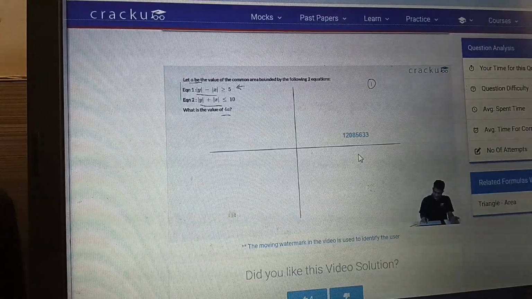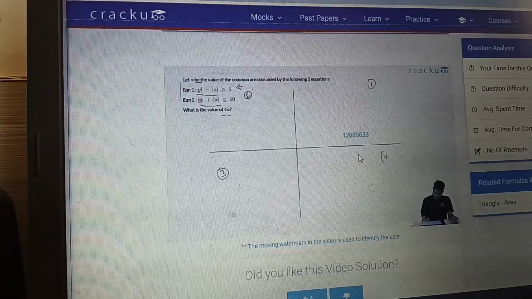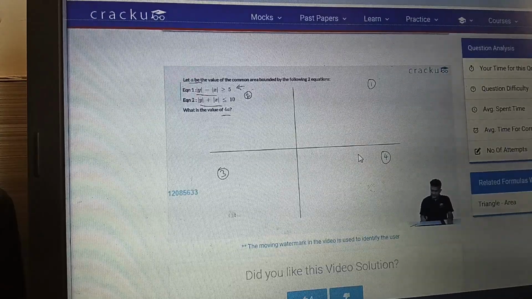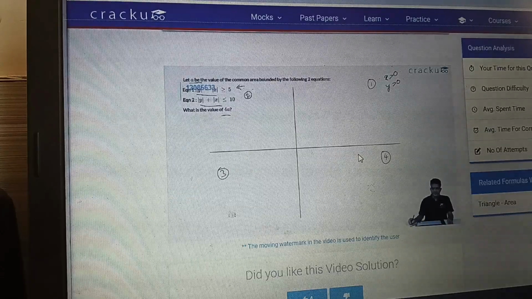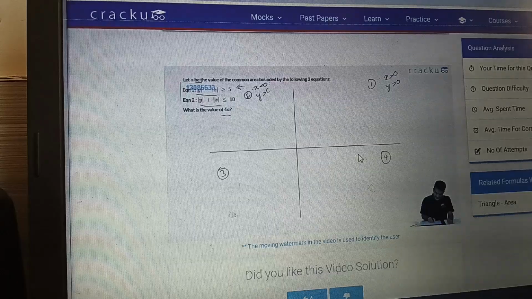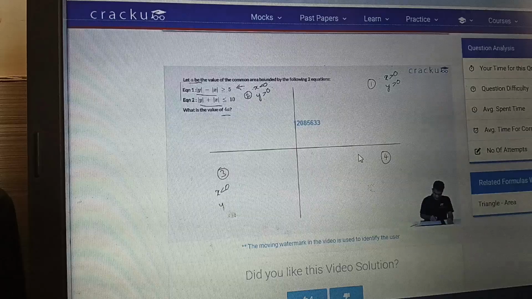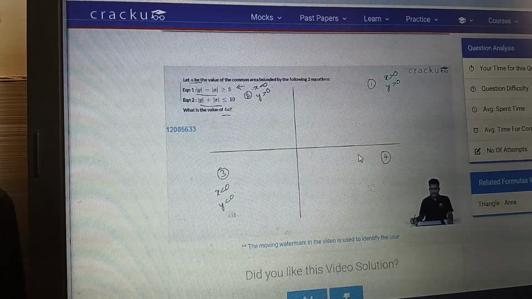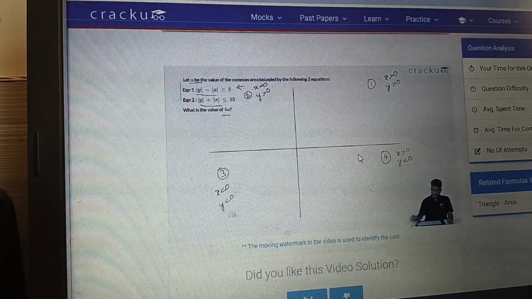This is the first quadrant, this is the second quadrant, this is the third quadrant, and this is the fourth quadrant. In the first quadrant, the value of x is greater than 0, the value of y is greater than 0. In the second quadrant, the value of x is less than 0, but the value of y is greater than 0. In the third quadrant, both x is less than 0 and y also is less than 0. In the fourth quadrant, x is greater than 0, but y is less than 0.